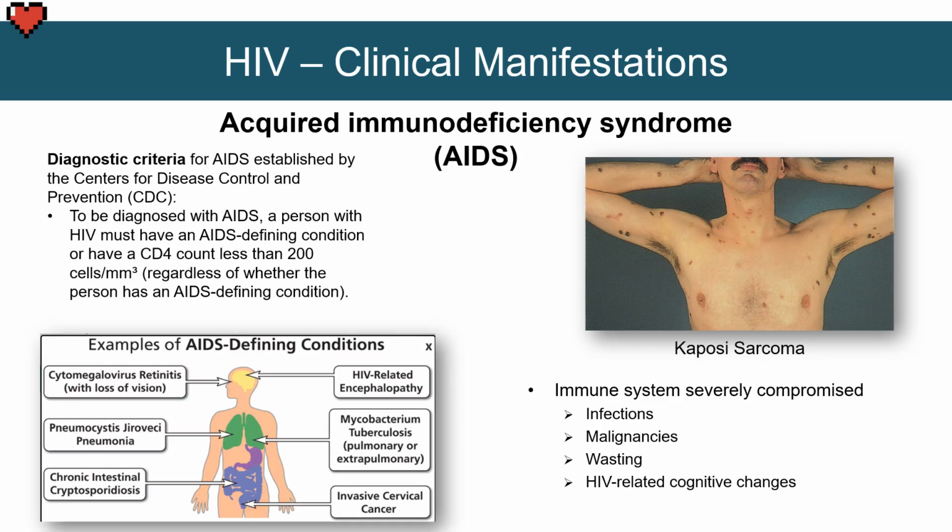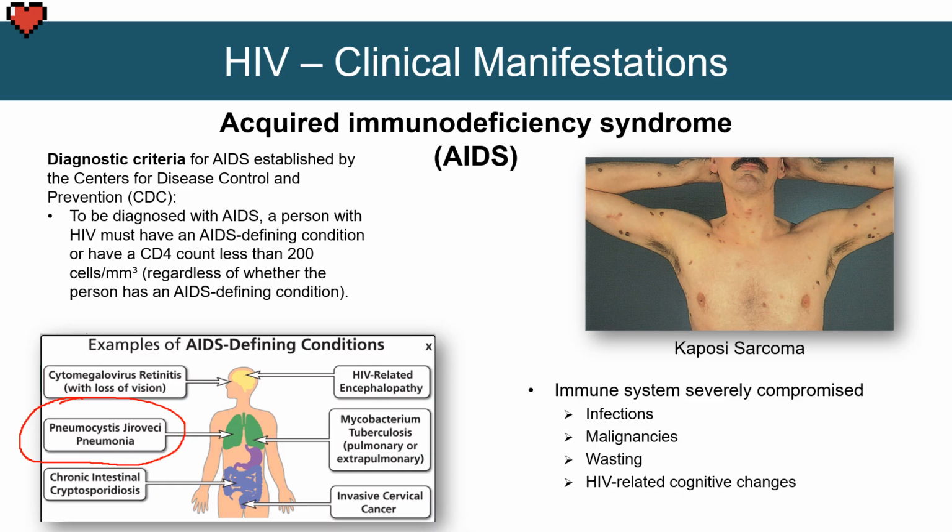So how do we diagnose AIDS? AIDS is acquired immunodeficiency syndrome, and there is a diagnostic criteria that the CDC has established. To be diagnosed with AIDS, you must have HIV and an AIDS-defining condition, or a CD4 count less than 200, and it doesn't matter whether you have an AIDS-defining condition. Here are some examples of AIDS-defining conditions. Pneumocystis jirovecii pneumonia is a common one that you'll see, and you can read through these on your own.